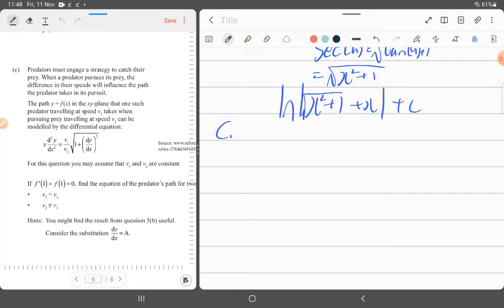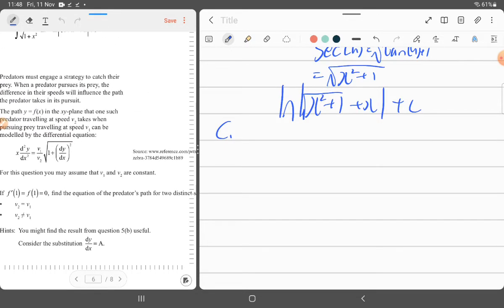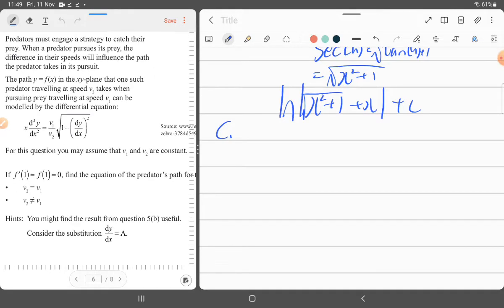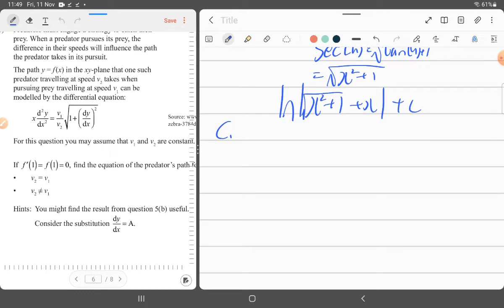Predators must engage a strategy to catch their prey. When a predator pursues prey, the difference in their speed will influence the path the predator takes in its pursuit. The path y equals f of x. Next, find the path of the prey traveling to x at speed v1. In this question you may assume v1 and v2 are constants.